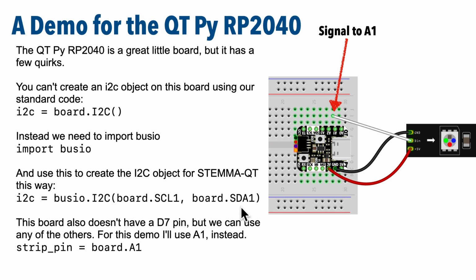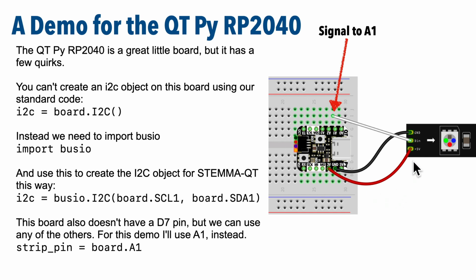Now, there's one other thing that I'm going to change in this demo. Since the QT Py doesn't have a D7 pin, I've wired up our NeoPixel strip like this diagram over here, with the signal wire going into A1, so I just need to make sure that I set up my strip pin to point to board.A1. Notice that the power is also into 3.3 volt.